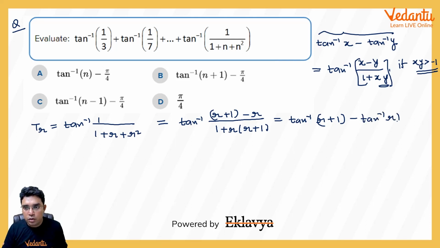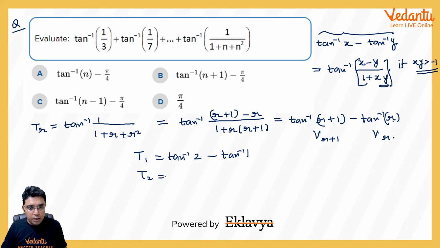You can check that condition also, that product of these two x and y are greater than -1 or not. r and r plus 1 both will be positive, so it has to be greater than -1. Now again same thing as I am telling you, this is V(r plus 1), this is V(r). So T1 would be tan inverse 2 minus tan inverse 1. T2 would be tan inverse 3 minus tan inverse 2, and so on. And Tn would be tan inverse (n plus 1) minus tan inverse n, isn't it?